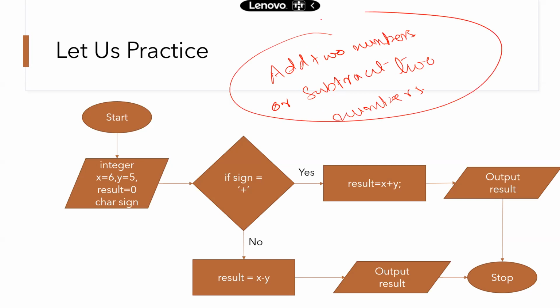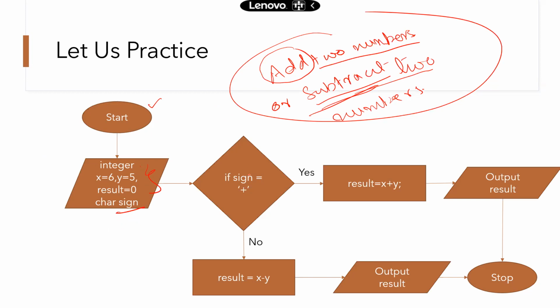So this is the problem. Logically speaking, there are two numbers as an input, and what we want to do is add these two numbers. But if there is not an addition, at least subtract. Subtract two numbers. Okay, so we're going to start from here. We're going to have an input just like the previous flowchart, 3 integers and 1 character sign, right?